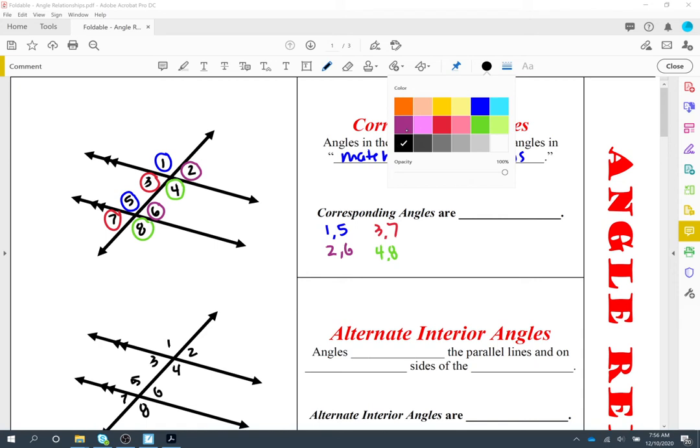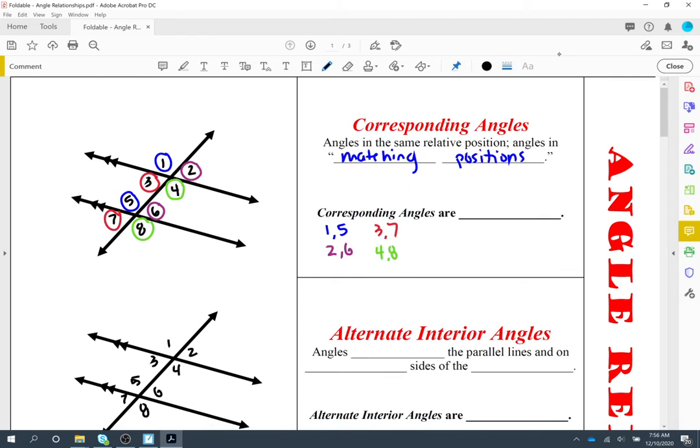So corresponding angles, we've got 1 and 5, 3 and 7, 2 and 6, 4 and 8. Now what we need to know about those is that corresponding angles are congruent, meaning equal. The measure of angle 1 is the same as the measure of angle 5. The measure of angle 2 is the same as the measure of angle 6, etc.